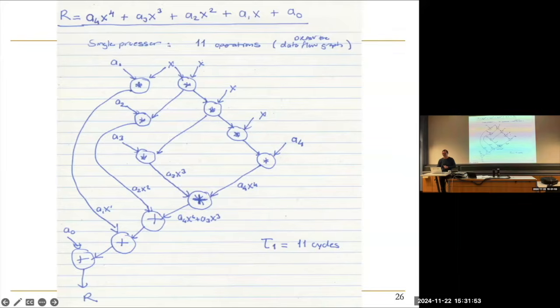Sounds good. Now, what about the 3-processor version? There was another question. How many cycles does it take with 3?